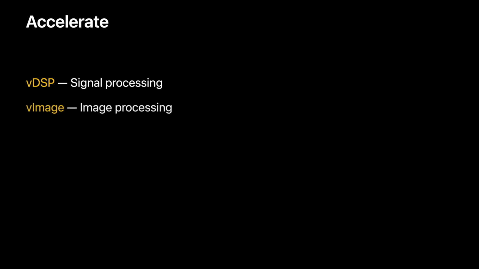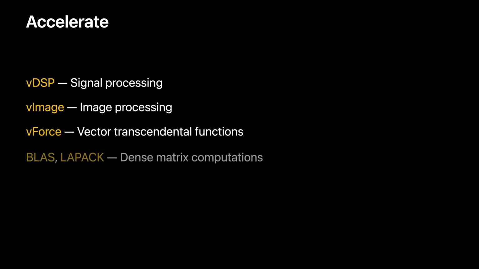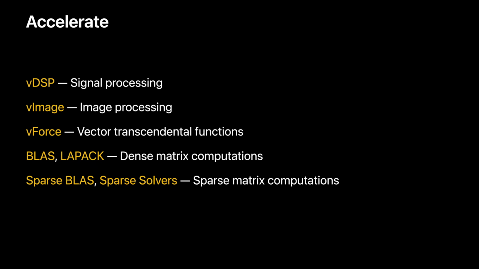Accelerate is composed of several parts. vDSP provides primitives for signal processing, such as DFT and FFT routines. vImage provides routines for image processing, such as format conversion and convolution. vForce provides vectorized versions of transcendental functions, such as sine and cosine. BLAS and LAPACK provide high-performance implementations of standard dense matrix algebra routines, while sparse BLAS and sparse solvers provide similar functionality for sparse matrices. Finally, BNNS provides support for machine learning.